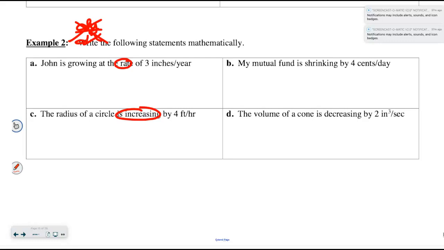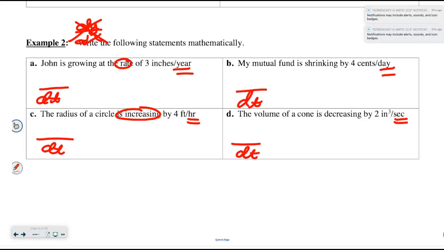Right now, it's not going to be x that's changing anymore. Most of the time, not always, the thing that will be independent or causing the change will be time. So what do you think is going to be on the bottom of all of these? dt. Yep, all of these are changing with respect to time. Does that mean every single problem we do is going to have a dt on the bottom? And the answer to that is almost.